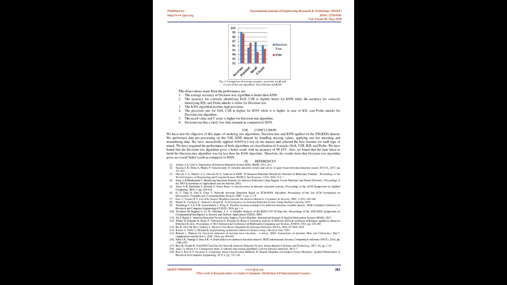We have found that the decision tree algorithm gives a better result with an accuracy of 99.15%. Also, we found that the time taken to build the decision tree algorithm was far less than the KNN algorithm. Therefore, the results show that the decision tree algorithm gives an overall better result as compared to KNN.